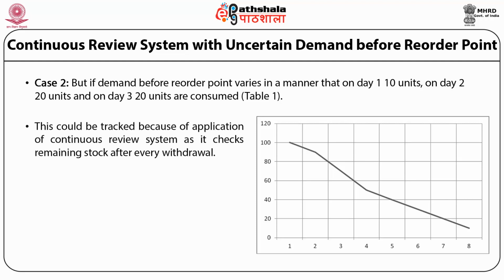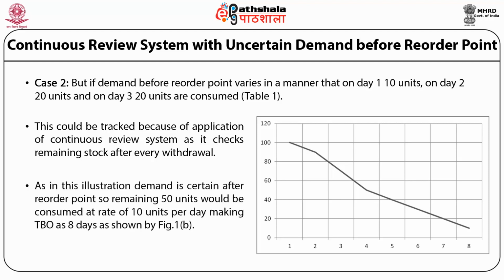This could be tracked because of the application of a continuous review system, as it checks the remaining stock after every withdrawal. Thus, the next order of 100 units is placed, that is, the reorder point is achieved after 3 days. As in this illustration, demand is certain after the reorder point, so the remaining 50 units would be consumed at a rate of 10 units per day, making TBO 8 days, as shown by the figure.